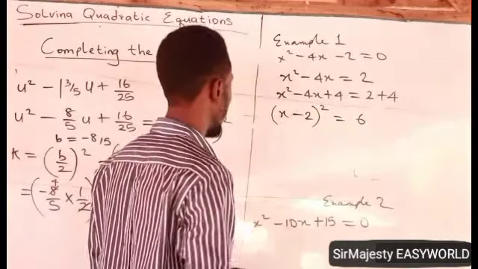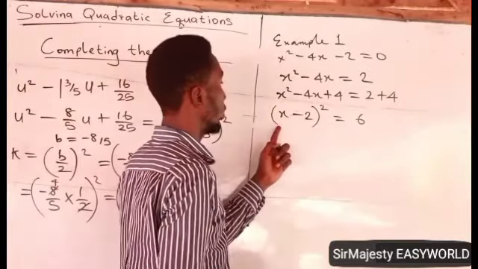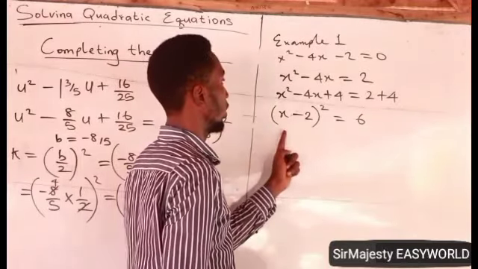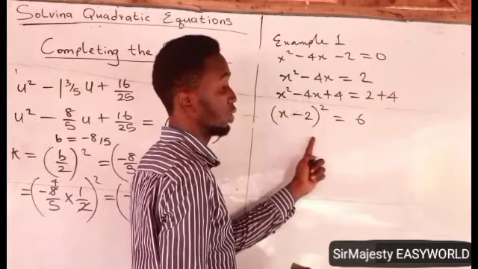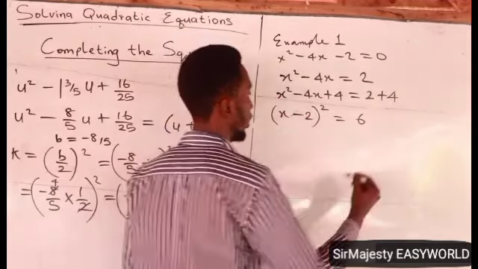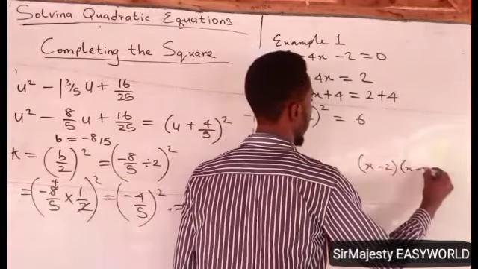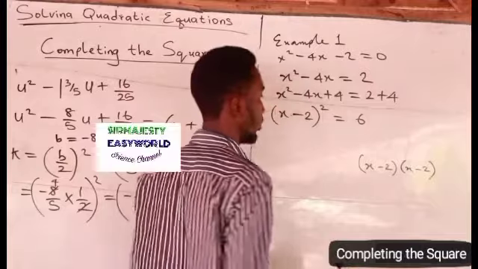Now, if we are to make sure that this factorization is not wrong, you can do that by expanding this bracket to check if the expression you get is the same thing as x squared minus 4x plus 4. So let us do this quickly. X minus 2 squared is the same thing as x minus 2 multiplied by x minus 2.